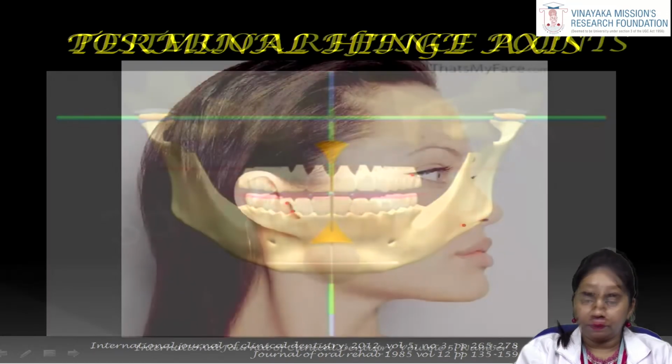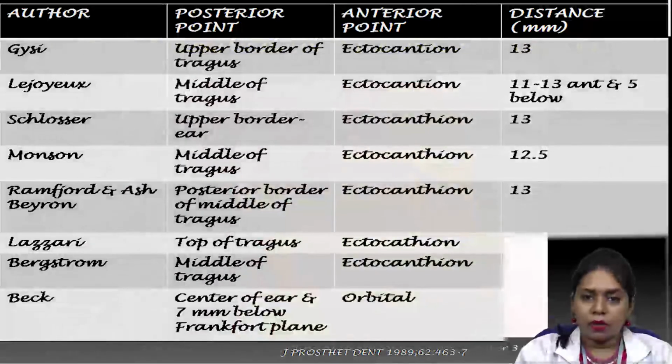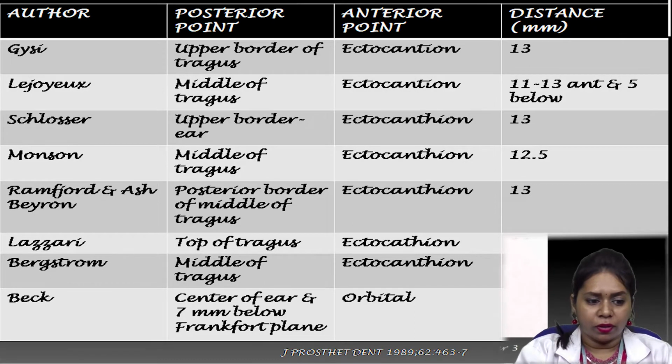So let us learn about some of the posterior reference points which will help us in locating the hinge axis itself. Some of the points have been shown in the table on the slide. The first author who gave the point was Gysi. He stated that the point is present on a line from the upper border of the tragus and the canthus of the eye. It lies 13 mm in front of the upper border of the tragus.